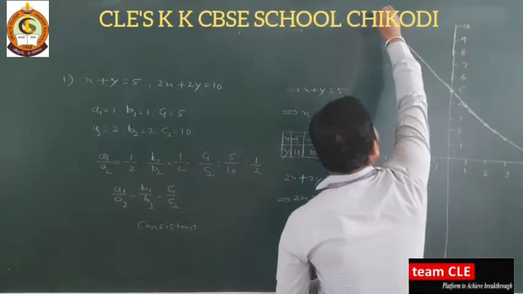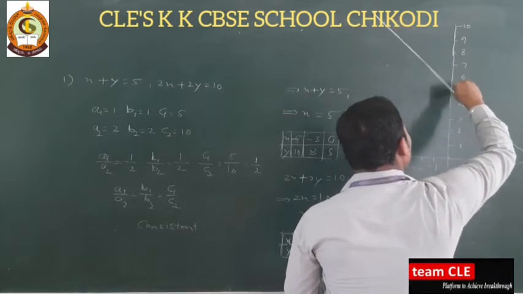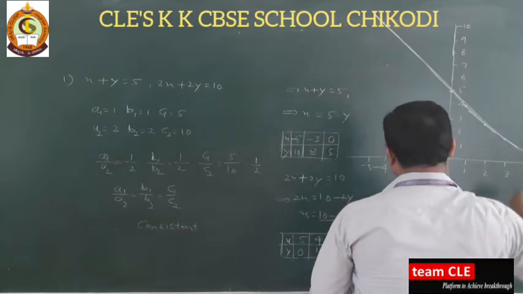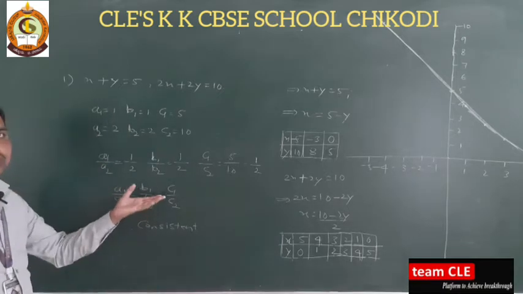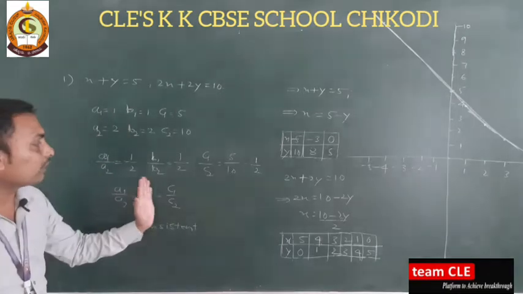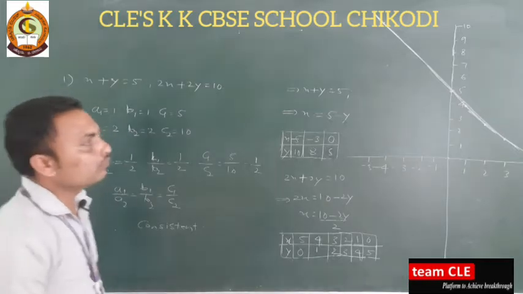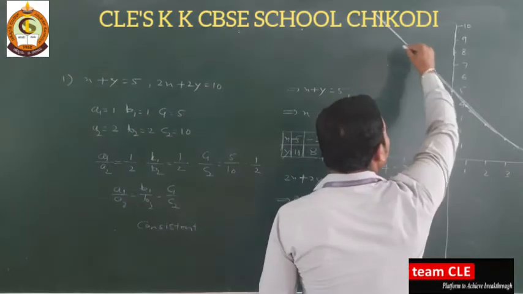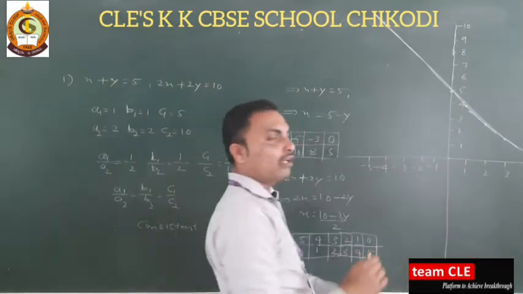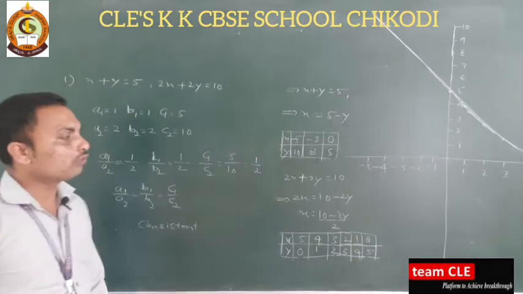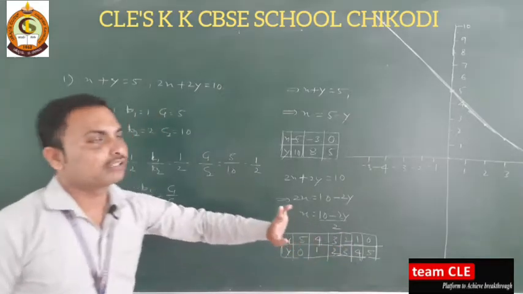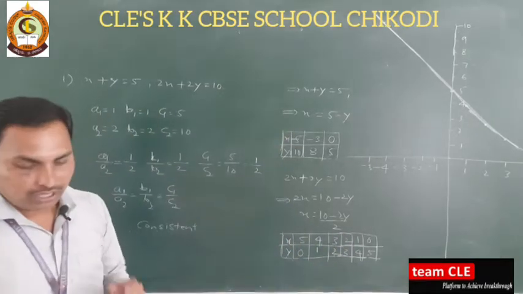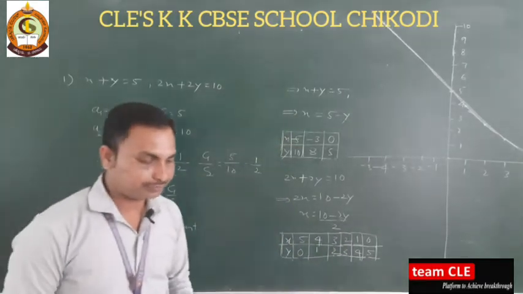So these two lines are overlapping like this. Already we know it very well, this is consistent. So it is consistent, and it has infinitely many solutions. That means these lines are overlapping one on the other. I hope you understood very well. 0, 5 is the solution here. I hope you understood very well.